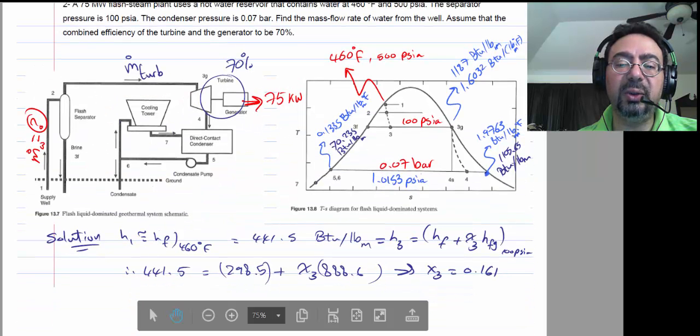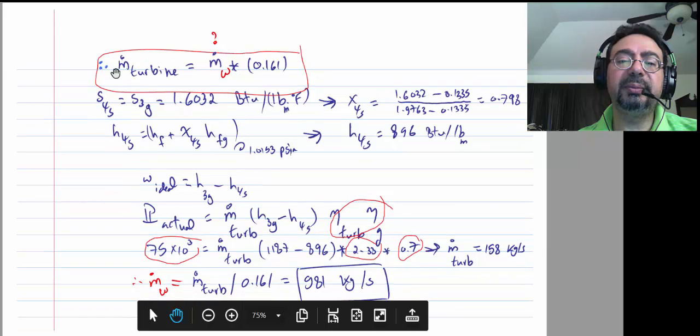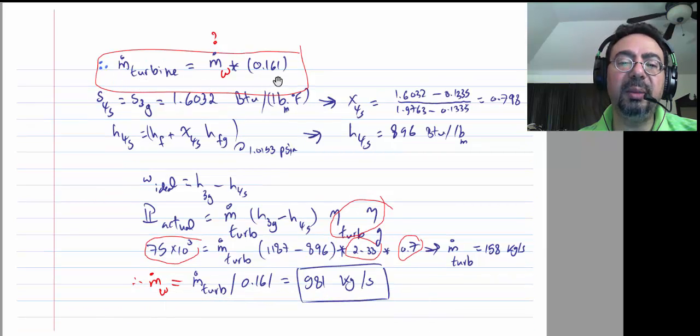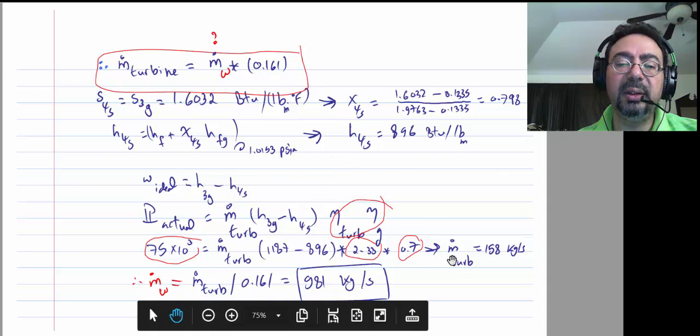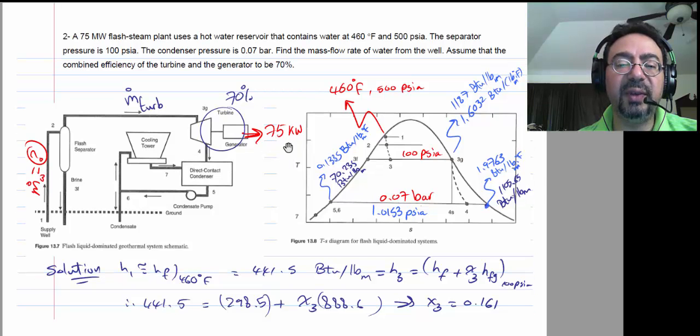And so that's what he's trying to do over here. See, he's trying to get the quality at 3 on this page, right? And then he's saying, well, then m dot turbine is m dot water times that 0.161. So he will get the m dot turbine from the power, again the 75. He's solving it for kilowatt now. I don't know. So I guess the solution is for 75 kilowatt rather than 75 megawatt. It doesn't matter, right? So then the answer would just be 1,000 times more. So he's solving it for 75 kilowatt.